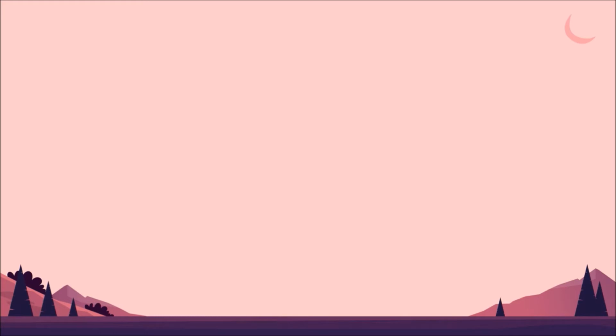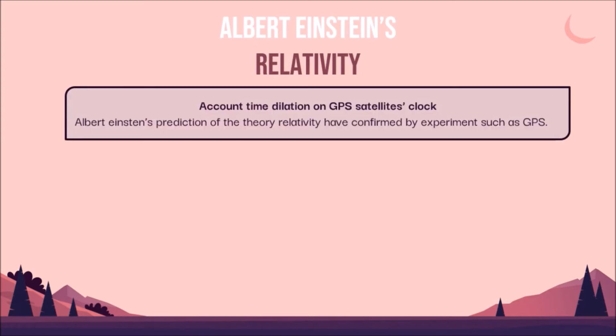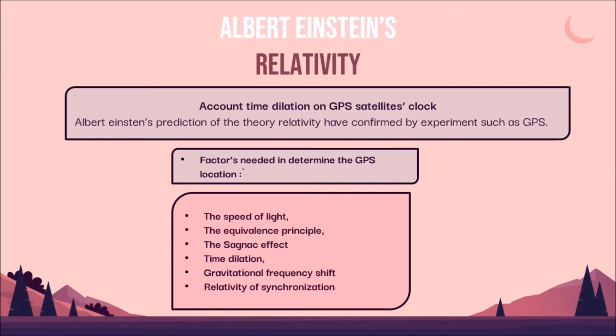However, this is included in Einstein's theory of relativity. He has explained many of the things that Newtonian mechanics cannot explain. Albert Einstein's predictions of the theory of relativity have been confirmed by experiments such as GPS. Factors that are needed in determining the GPS location are the speed of light, the equivalence principle, the Sagnac effect, time dilation, gravitational frequency shift, and relativity of synchronization.